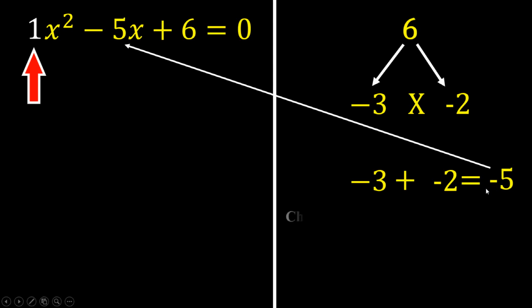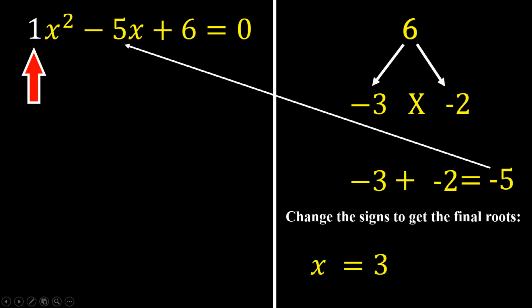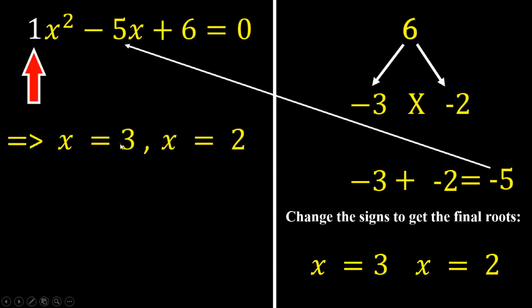Step 3. The magic sign flip, or finding the roots. Here is where the magic happens. Take those two factors, minus 3 and minus 2, and simply flip their signs. Change the minus to a plus. And just like that, your final roots are x equals 3 and x equals 2. You're done.